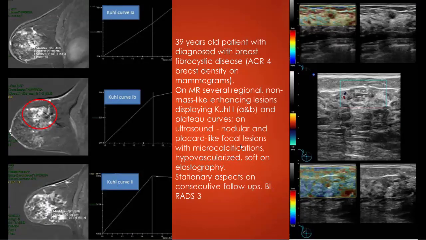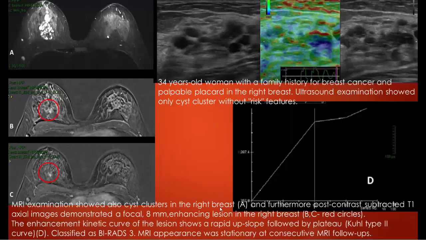This is a patient presenting with breast fibrocystic change on ECR mammography. MR shows several regional enhancing lesions displaying plateau curve. Ultrasound shows nodular and plaque-like focal lesion with microcalcification, hypovascularized, soft in elastography, stationary in delayed follow-up, scored BI-RADS 3, fibrocystic disease.